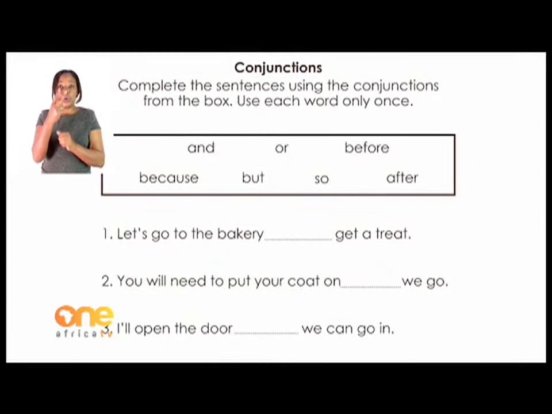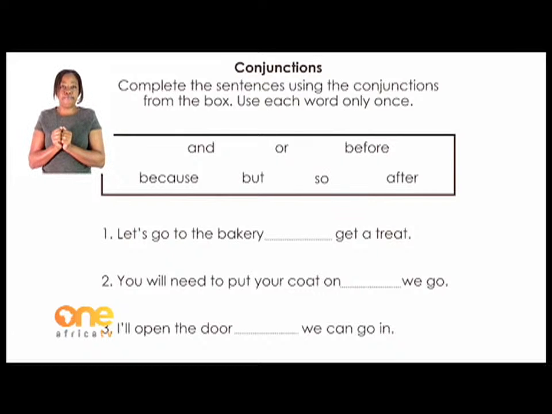Okay, let's read the conjunctions first, those joining words. I have and, or, before, because, but, so, and after. Okay. So now let me quickly explain to you how we use each of the conjunctions.